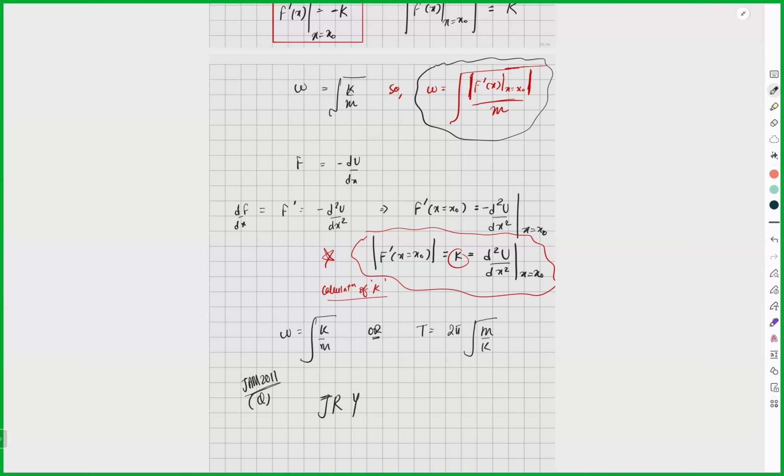Sir, in the previous method which we used, we put f equals to 0. So in this case also we have to put f equals to 0, right? Definitely. That is the only method to find the stable equilibrium point, because at the stable equilibrium point, force is zero. So you are right, doing back calculation of x equal to x naught.